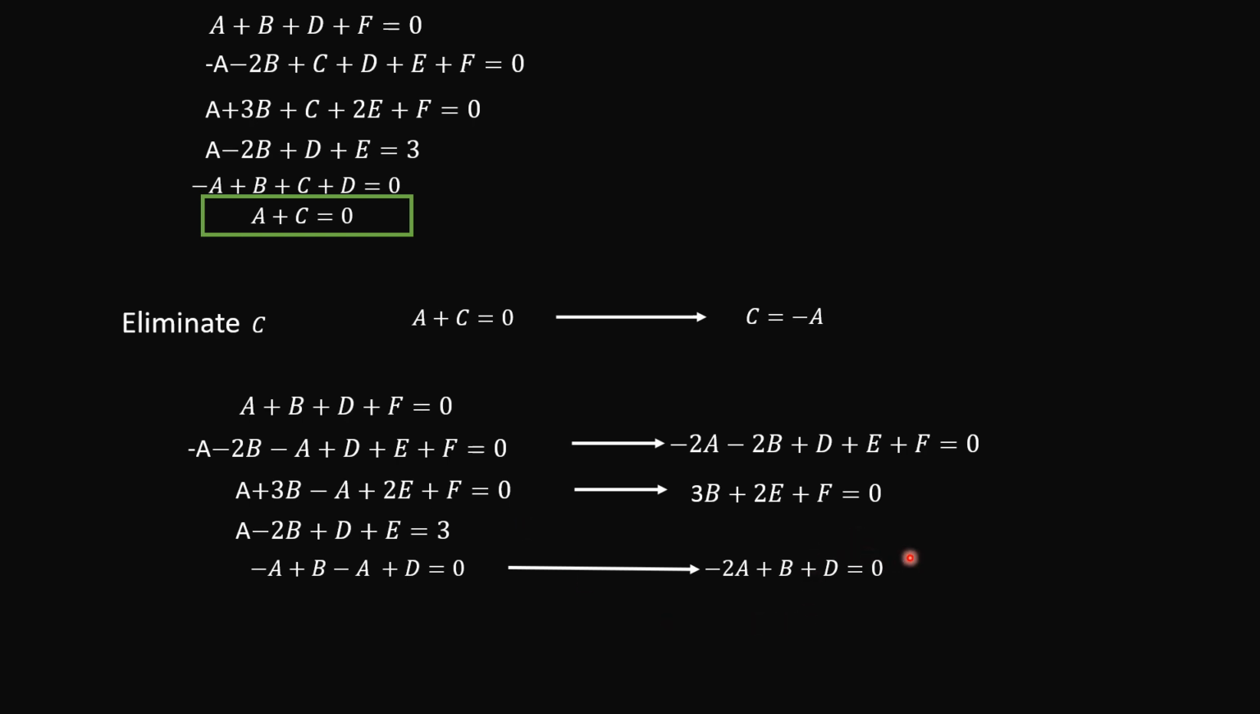So I feel like we could take advantage of this last term and substitute for A, such that A is equal to B plus D over 2. And so we can eliminate A. In the first equation there, A plus B plus D plus F is equal to 0.